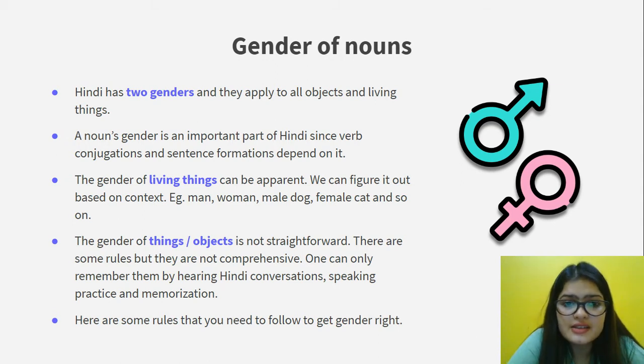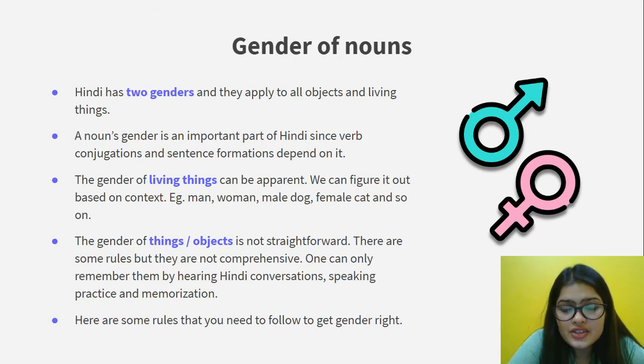A noun's gender is an important part of Hindi, since verb conjugations and sentence formations depend on it. The gender of living things can be apparent. We can figure it out based on context, for example, man, woman, male dog, female cat, and so on. The gender of things and objects is not straightforward. There are some rules, but they are not comprehensive. One can only remember them by hearing Hindi conversations, speaking practice, and memorization.